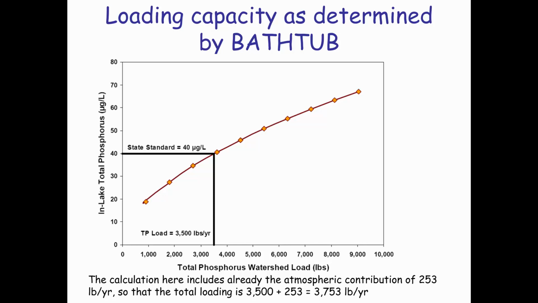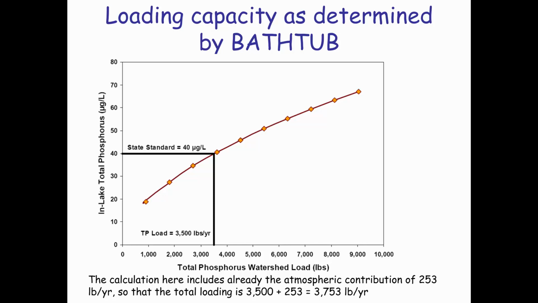So if we wanted to match the water quality standard of 40 microgram per liter, we would not allow more than 3,500 pounds of phosphorus load from the watershed per year. There's an additional 253 pounds per year that's estimated to be coming from atmospheric deposition. That number comes from a bioengineering study for the Twin Cities region.